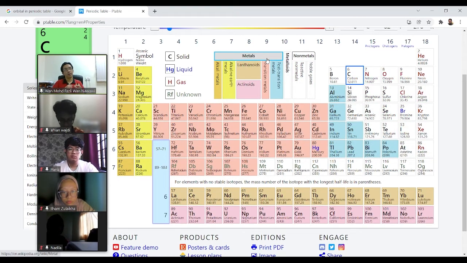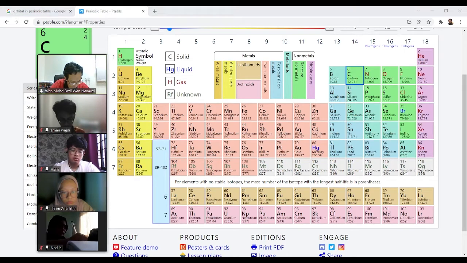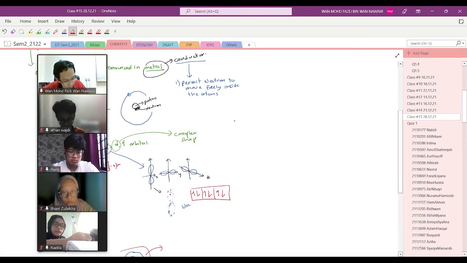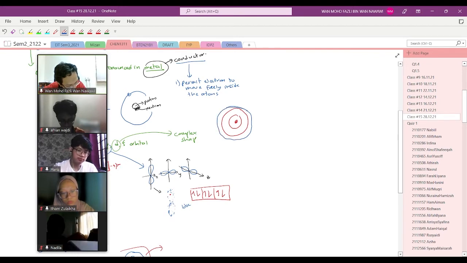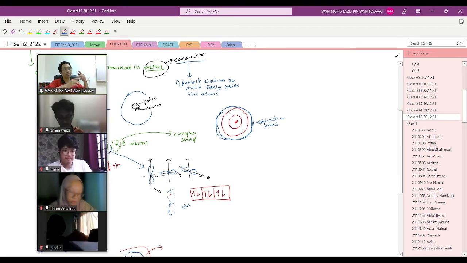It is because the outermost electrons in the valence shell, in the valence orbital, are near the conduction band. Say you have something like this, and then something like this, and then there is a region called the conduction band. When the electron is in the conduction band, it is free to move. It is not attached to that atom.